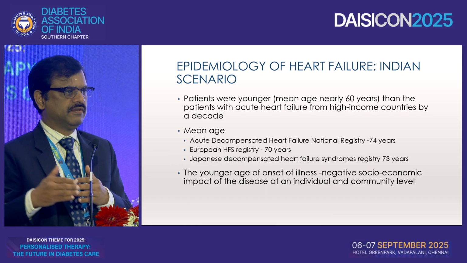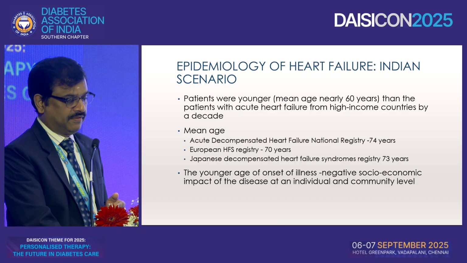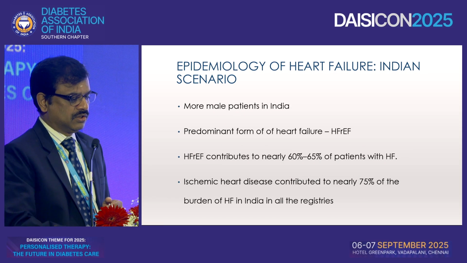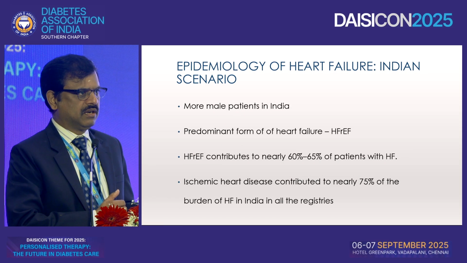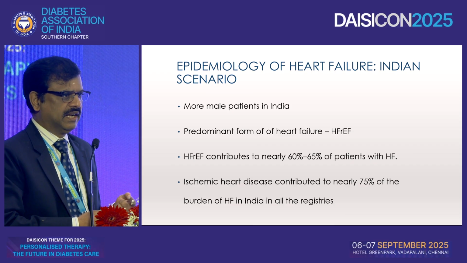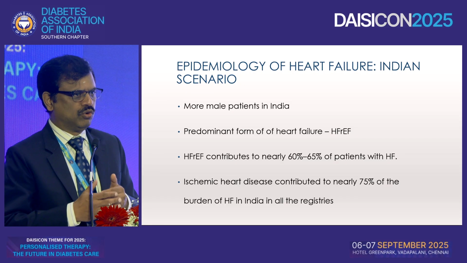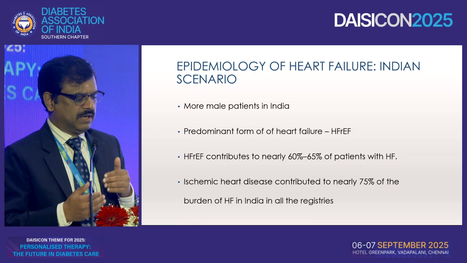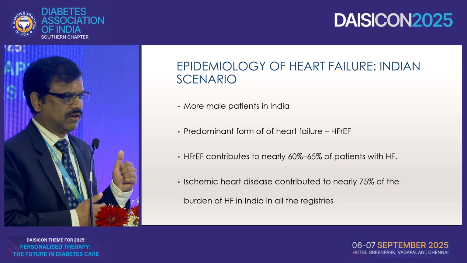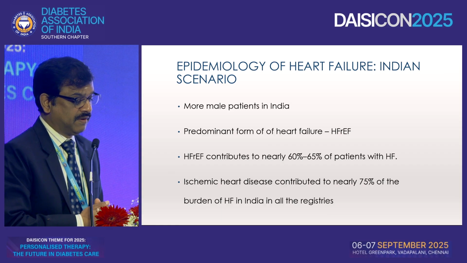Our country will not progress in its socio-economic status. We have more heart failure than that of its individual aspects alone. We have more male patients compared to the female part in India. The predominant form of heart failure we diagnose is reduced ejection fraction. If you go by Western literature, they have more preserved ejection fraction categories. But in India, we have a much larger burden from reduced ejection fraction, and this contributes nearly 60 to 65% of the heart failures.